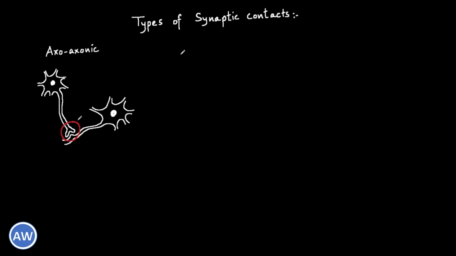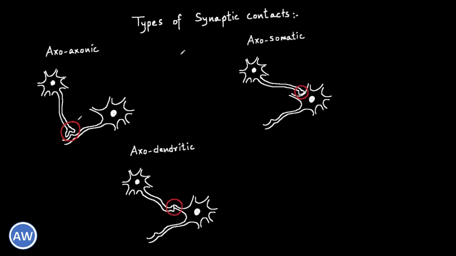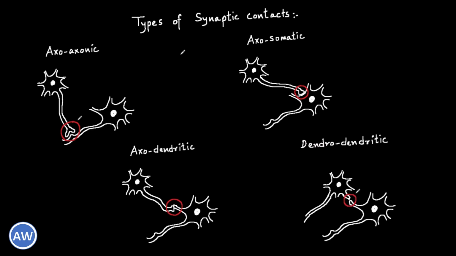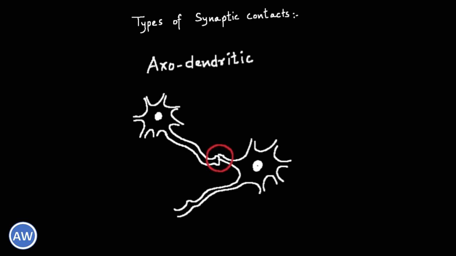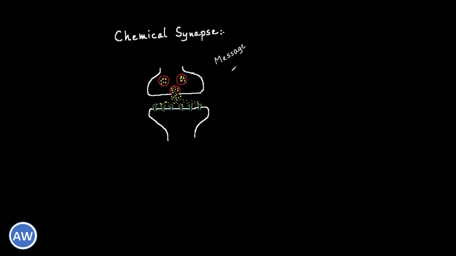Within our CNS, there may be several types of possible synaptic contexts depending upon the regions of the neurons involved. They can be exoaxonic, exosomatic, exodendritic, or dendrodendritic. The most common of them all is the exodendritic type, where the axon of one neuron synapses with the dendrite of another neuron.